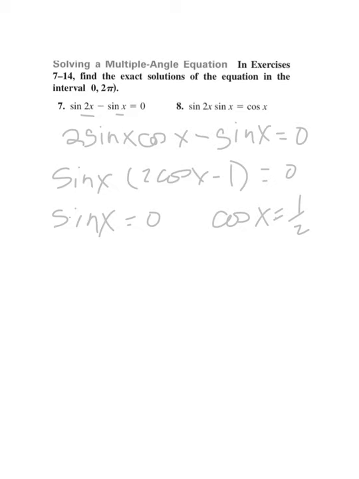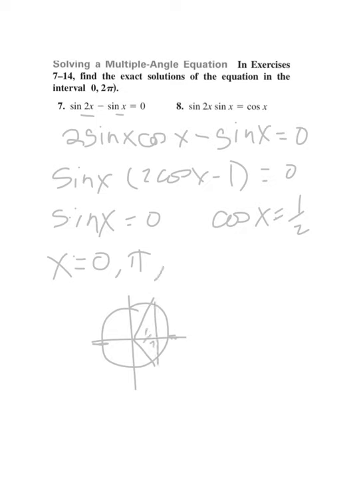And so on the unit circle, here we get x is equal to 0 and pi. Going back to the unit circle, sine is 0 here and here, and then the cosine is equal to 1/2. Well, on the unit circle, that's going to be like those two. The adjacent side is 1/2, and so that's going to be pi over 3 comma 5 pi over 3.